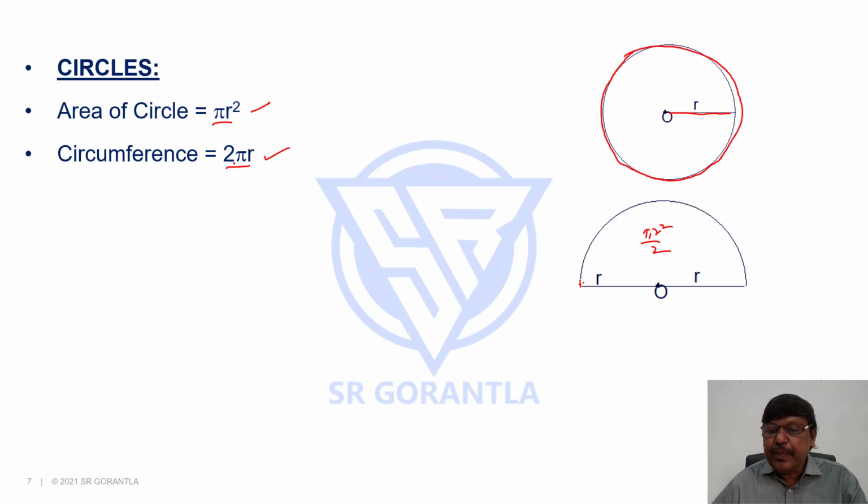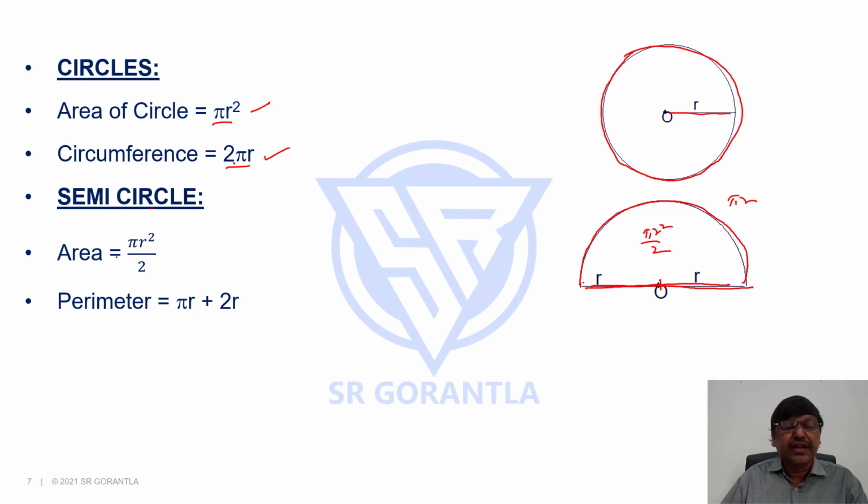When I have half the part here, this is going to be pi r, but then this is also part of the boundary, which is the diameter, that is 2r. That's why we say in a semicircle, area will be half of the circle's area, pi r square by 2, but perimeter will be pi r plus 2r, right?